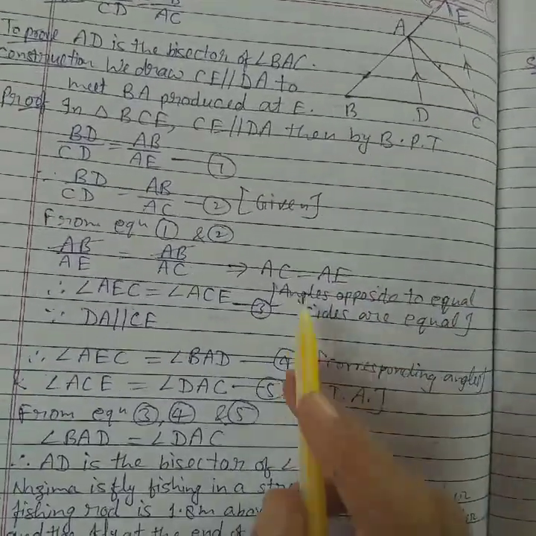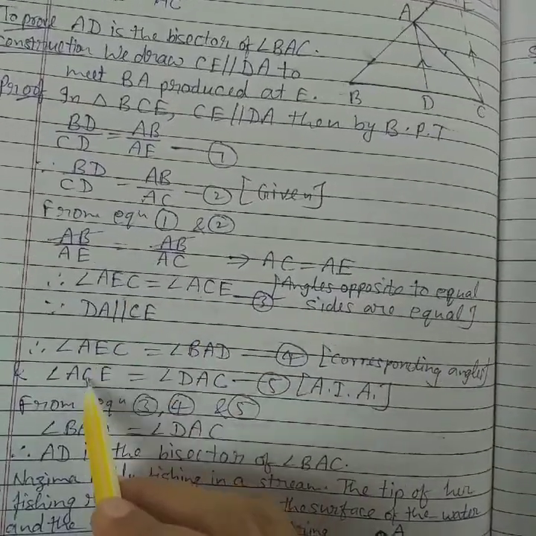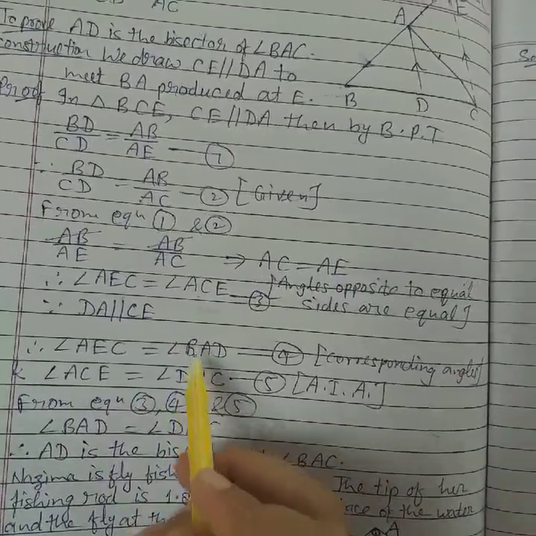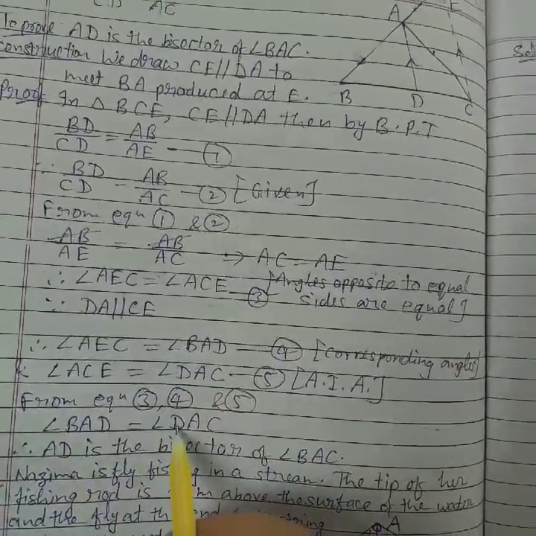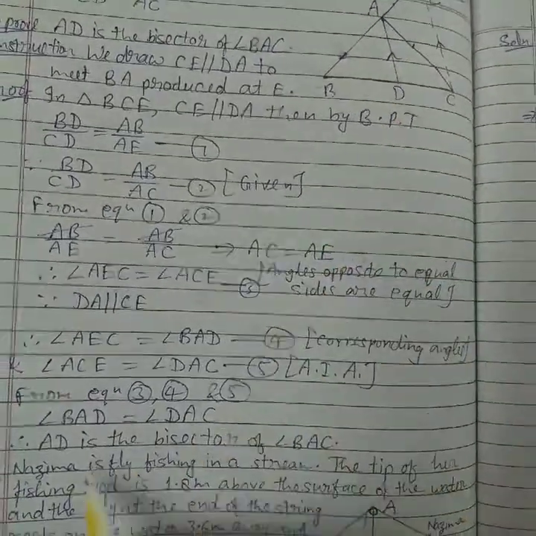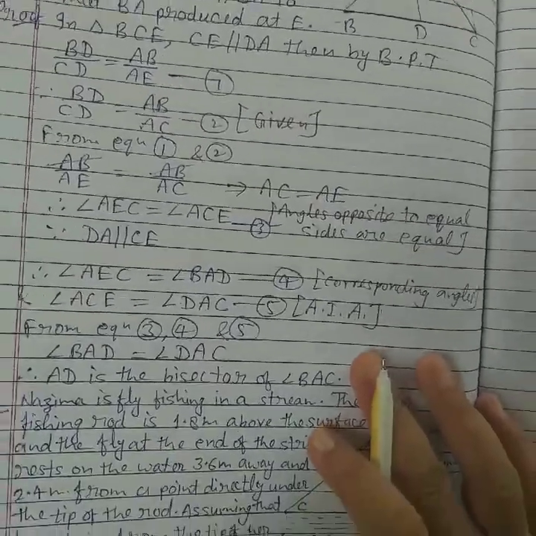Now from equation 3, 4, 5, AEC and ACE are equal, and these are here in LHS, that means these two LHS are equal. So their RHS should be equal, that means angle BAD equals angle DAC. And if these two angles are equal, that means AD is the bisector of angle BAC. Now move to question number 10.